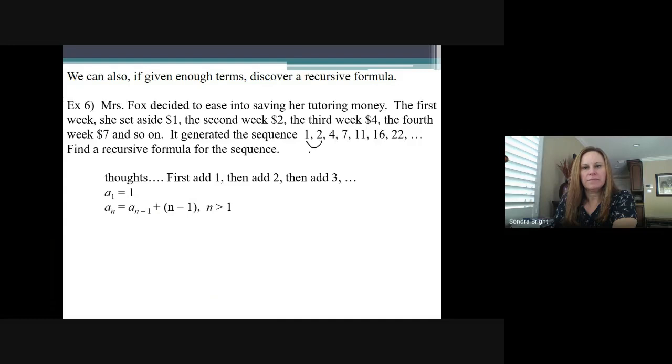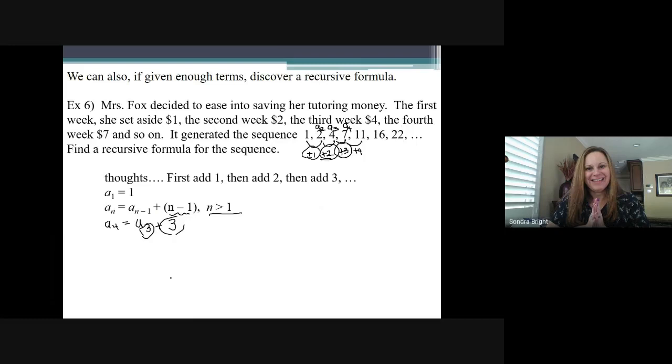You got plus 1, plus 2. So for the second term, you're adding 1. For the third term, you're adding 2. For the fourth term, you added 3. For the fifth term, you added 4. Does that make sense? For the second term you added 1, for the third term you added 2, for the fourth term you added 3. So that's where the n minus 1 is coming from. The fourth term was equal to the third term plus 3. And you always have to include this n minus 1 also.